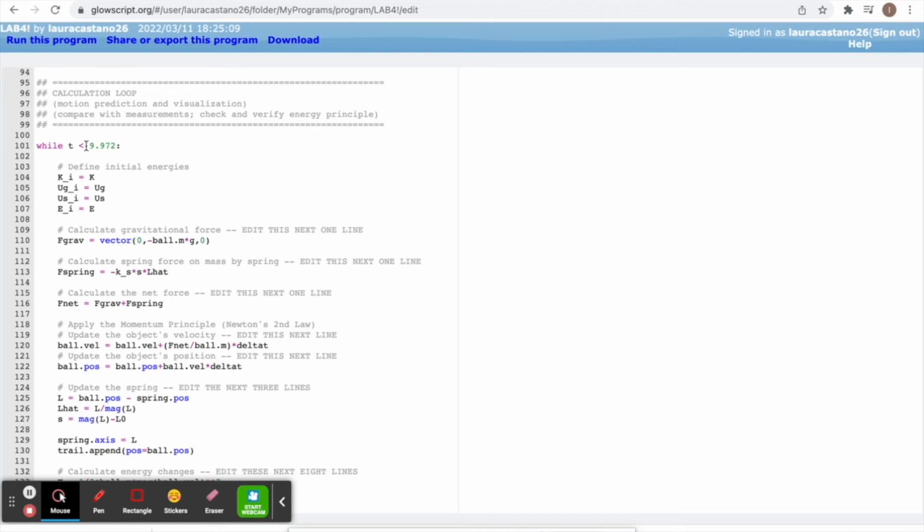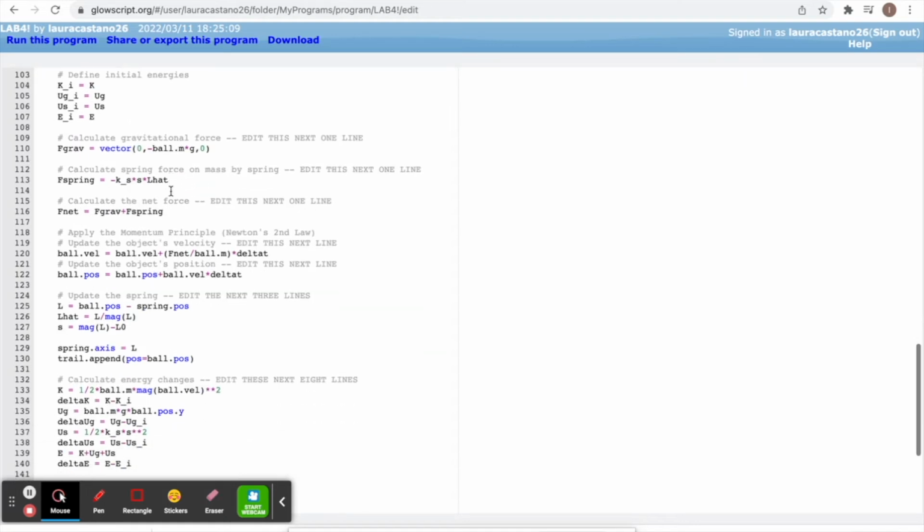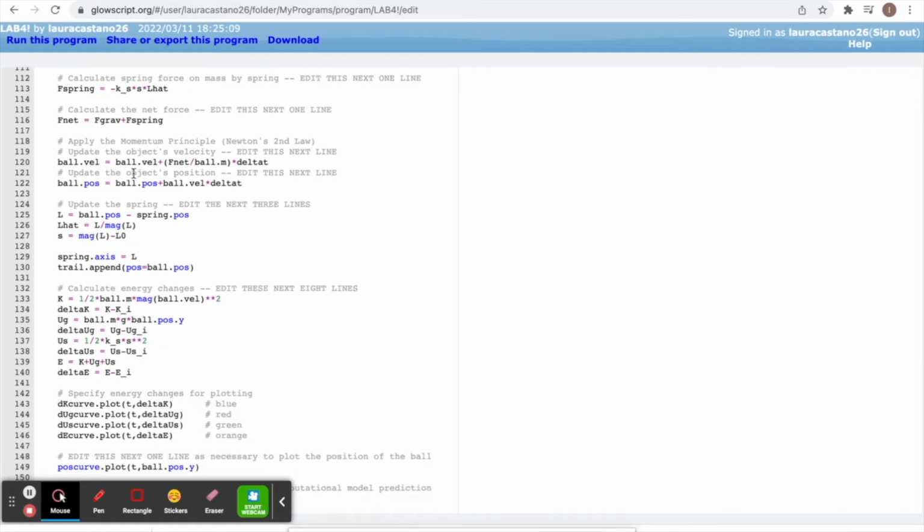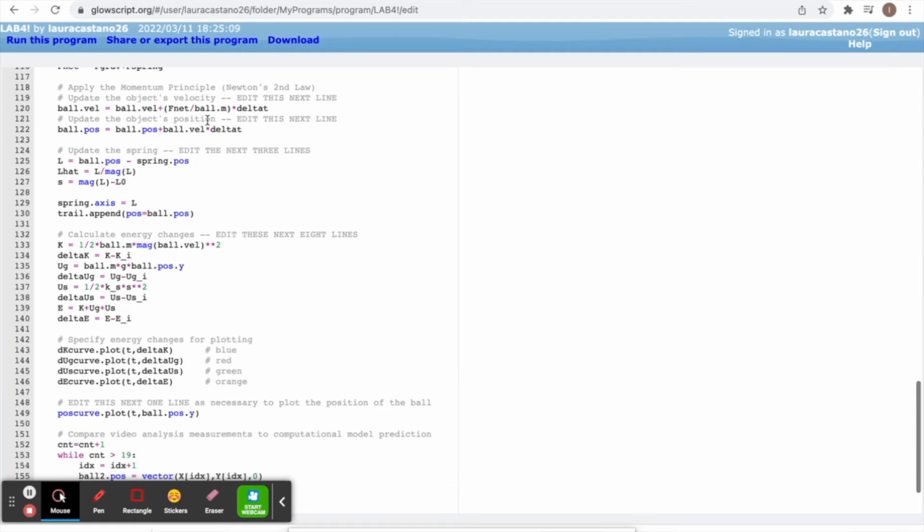The next step is to update the while loop with the final time that we calculated in Tracker, which is 9.972 seconds. Also, we had to calculate the gravitational force in the same way that I showed earlier, as well as F spring. And because F net is composed of F spring and F grav, I also updated it here. The next step is using Newton's second law, or the momentum principle, to first update the velocity as well as the object's position. And with that new position, we could also update L.